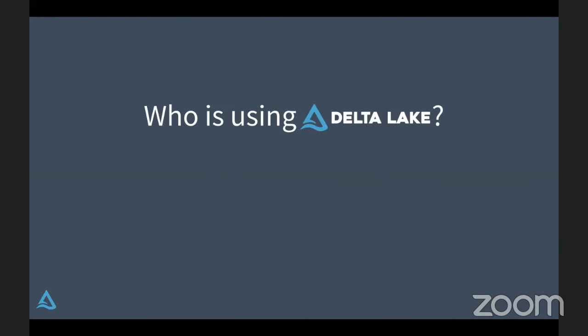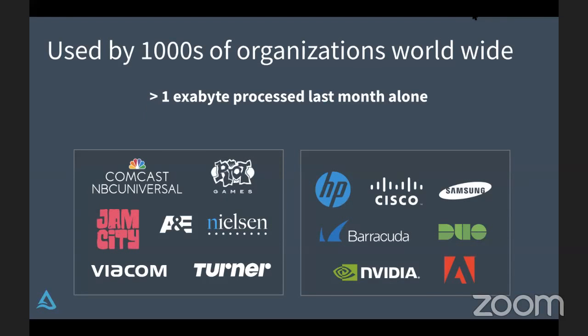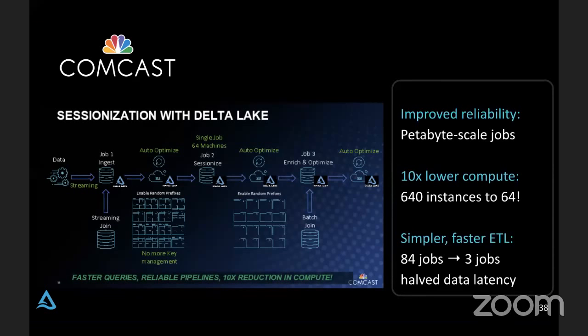So some quick questions. Who's using Delta Lake, all right? There are tons of organizations, tons of customers. There were actually 2 exabytes processed, not 1, 2 exabytes processed in the last month alone, right? So I talked about the Comcast Universal case. There are many other customer scenarios that you can check out at the Spark and AI Summit, which has that information, okay? Oh, here we go. I did include the slide.